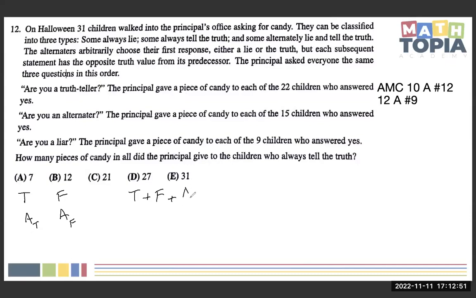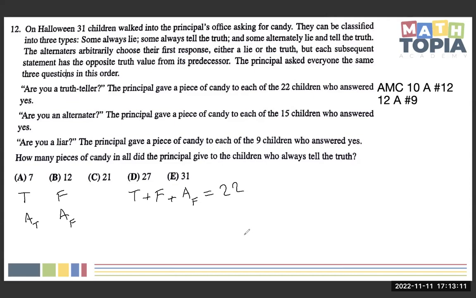However, the alternating ones who start with a false statement are going to be included for the same reason as the ones who are always lying, right? They aren't truth tellers, and they're going to lie. So they're going to lie and say, yes, I am a truth teller. So that sum gives us 22 children who answered yes. Okay, let's go on to the next one.